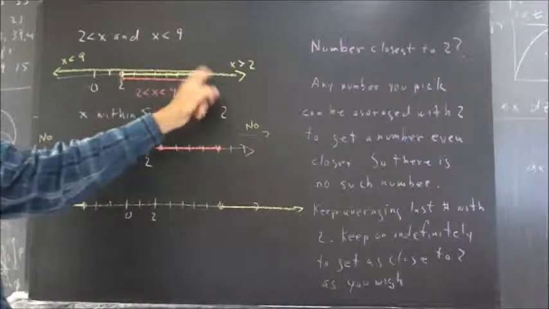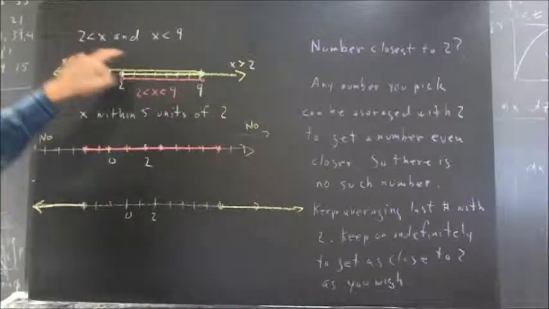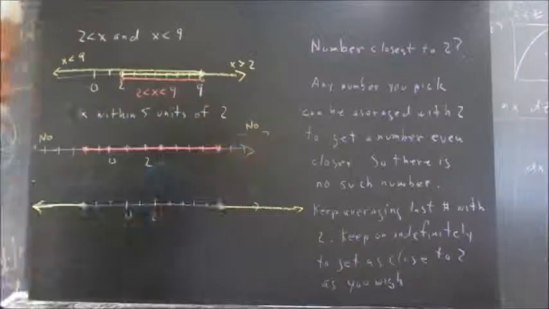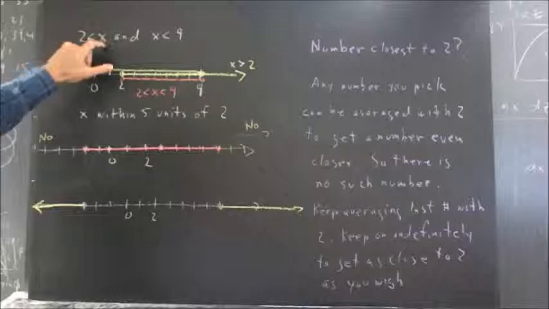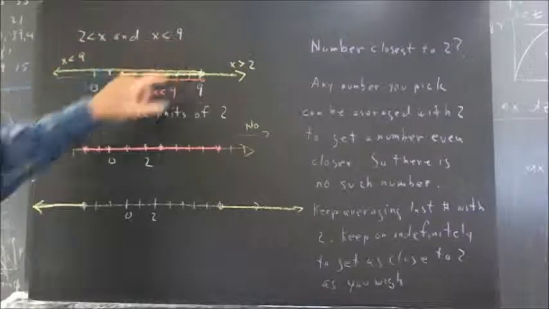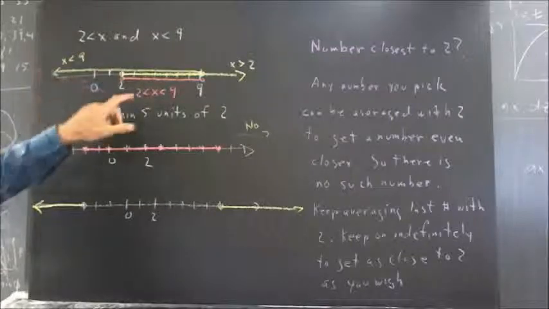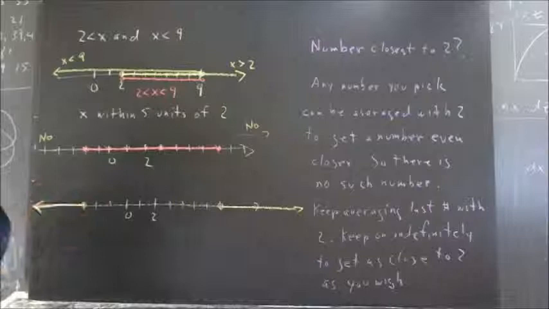And just to be sure, let's check out here past 9. Well, 2 is certainly less than x if we're out here, but x is not less than 9 if we're out here. So the region for 2 is less than x and x is less than 9 lies between here and here, and that region can be described, in terms of the inequality, as 2 less than x less than 9.